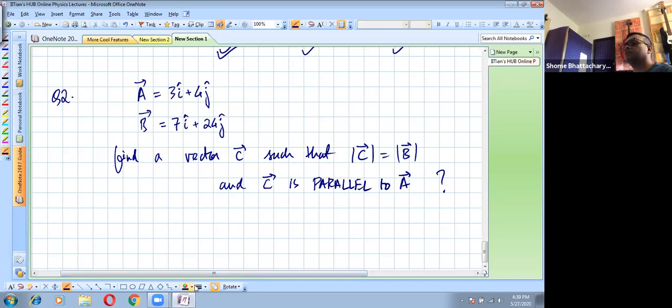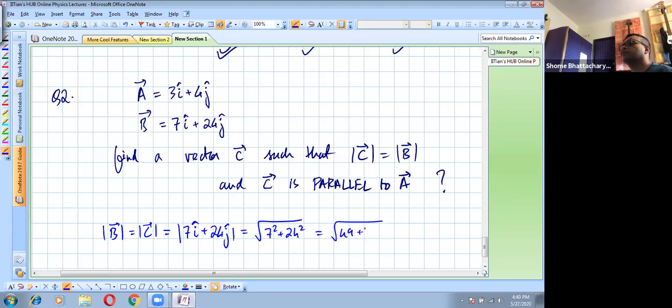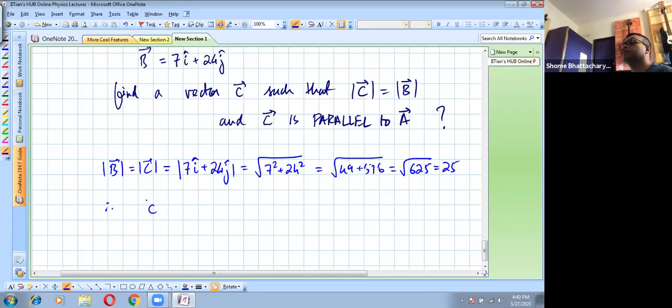You can start by using this now, that the magnitude of B is equal to the magnitude of the vector C, which will just become mod of this vector B, which is given as 7i cap plus 24j cap. That is square root of 7 square plus 24 square. Okay. So as you can see, this will give you square root of 625 or 25. Okay. So now I have the information that the magnitude of C is equal to 25 units.